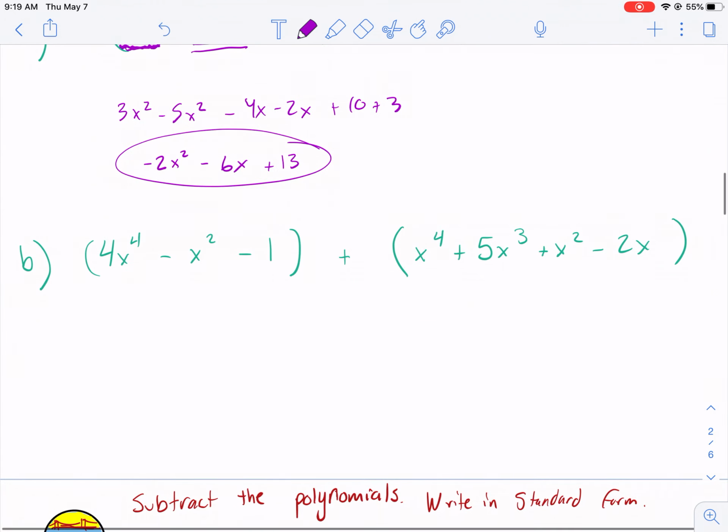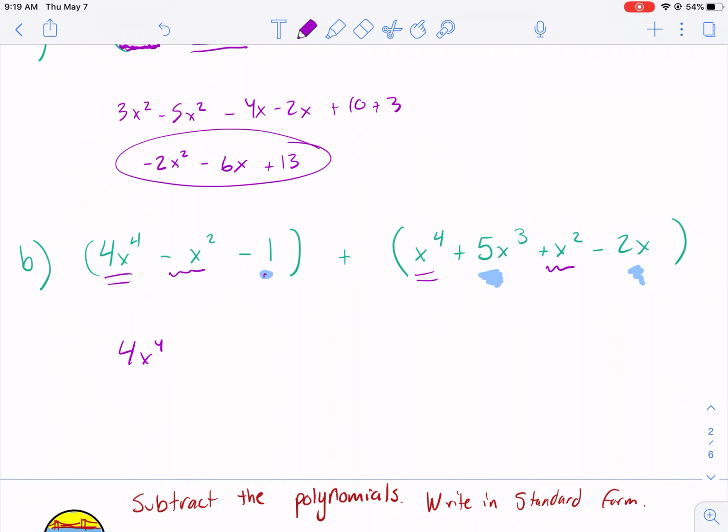Here we have another one. We have 4x to the 4th. We're looking for any other x to the 4ths. And there it is. Here we have an x squared. The only other x squared is here. And then we don't have another constant. And look here, we don't have any other negative ones, or any numbers. We don't have any other x cubes, and we don't have any x's by themselves. So the only things we can combine are 4x to the 4th, negative x squared plus x squared, and then all these are by themselves.